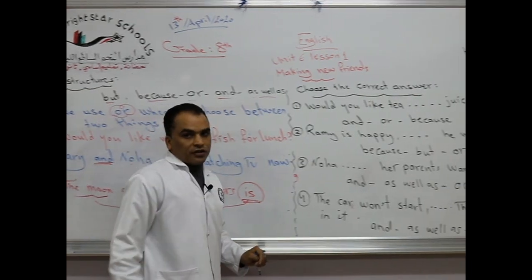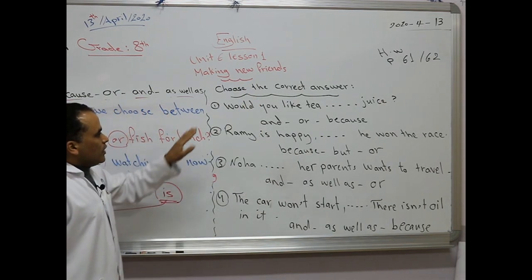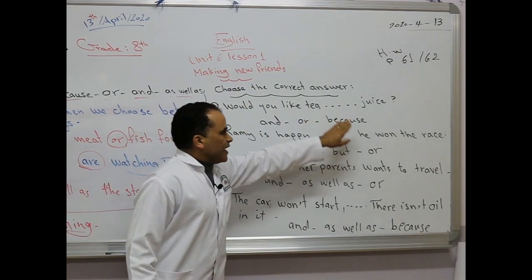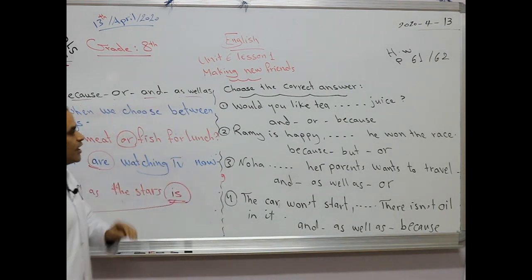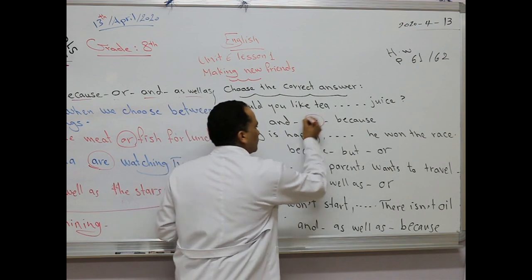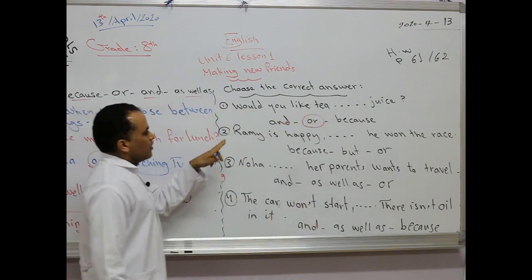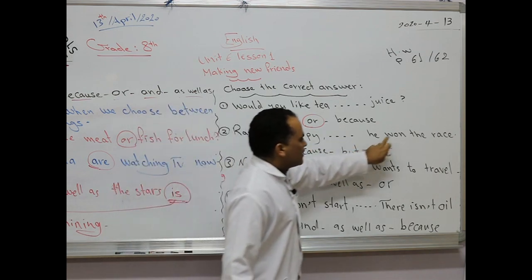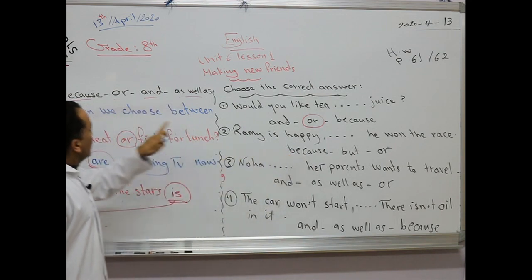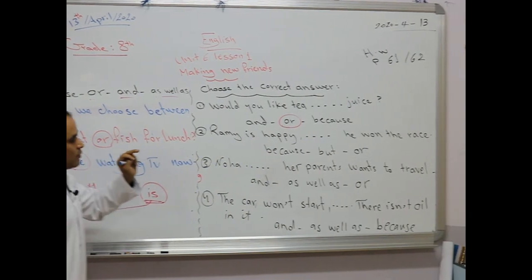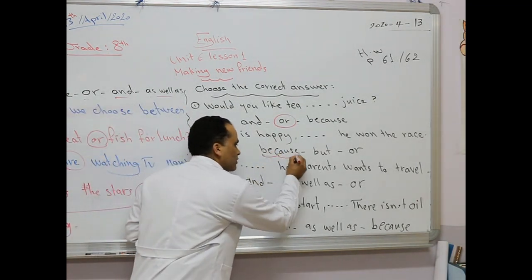After we have finished, it's time to practice. Choose the correct answer. Number 1, would you like tea or juice? We said that or is used for choosing between two things or two ideas, so we use or. Number 2, Rami is happy because he won the race. We use because to give a reason for something, so we must use because.